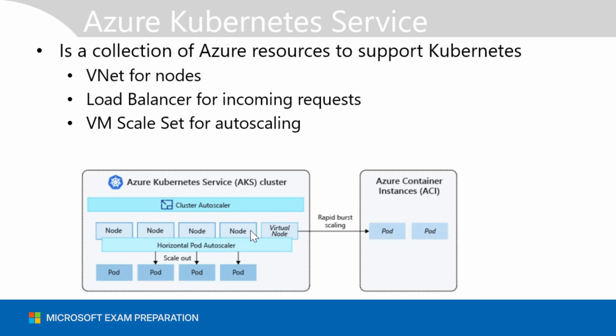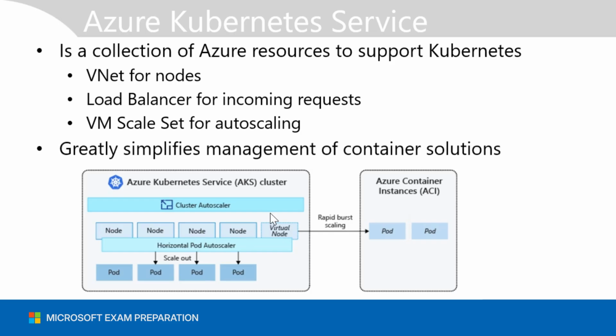AKS also sets up a VNet for use for your node so that they can easily talk to each other. AKS has a load balancer that's built in, so it manages incoming requests. It also has a built-in scale set, and that's how it does its auto-scaling. So you can see that AKS provides this environment made up of some other Azure resources to make it easier to deploy your containerized applications.